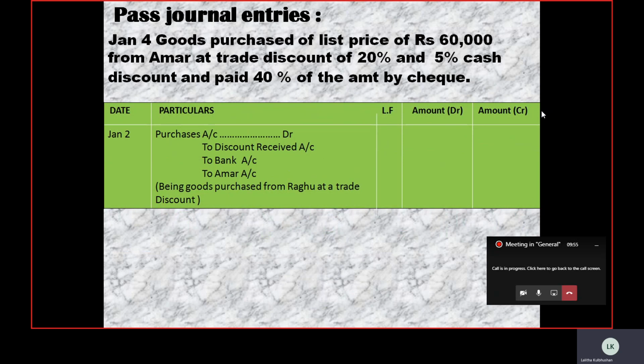Now the next transaction here we are going to discuss is where the part payment has been done. This particular transaction says goods purchased of list price of rupees 60,000 from Amar at trade discount of 20% and 5% cash discount, and paid 40% of the amount by check. So we purchased the goods of rupees 60,000, on which we got 20% trade discount at the point of sale, and 5% cash discount on the amount we paid, that is 40% immediately.